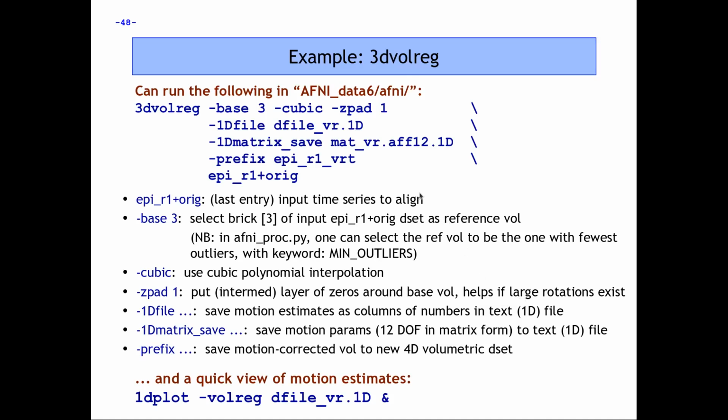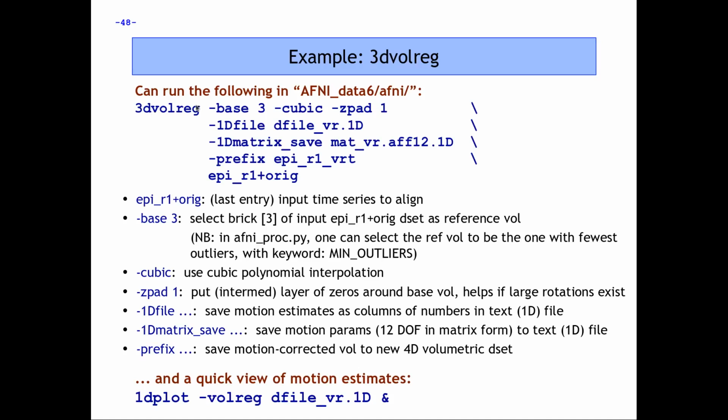Okay, here's an example we can look at of running 3dvolreg, and we can just see the kind of information that we get out of it and how it's used. In general, we won't run this on our own very often because this is something that afni_proc would do. So we can provide important parameters to it, but then it would be carried out through afni_proc.